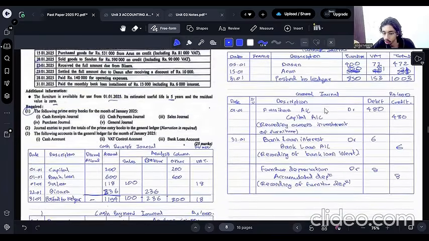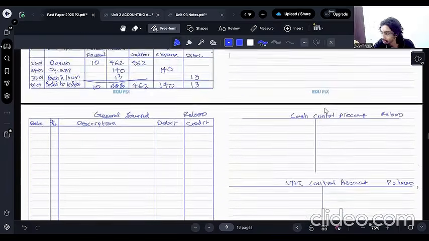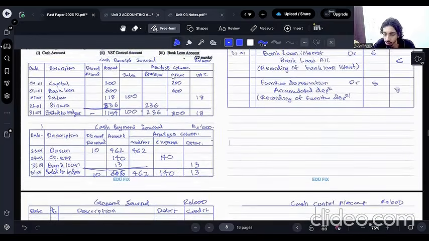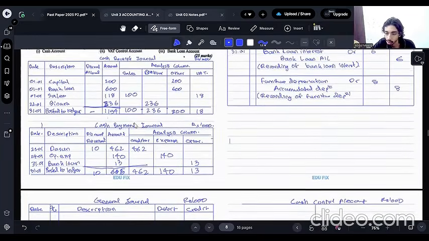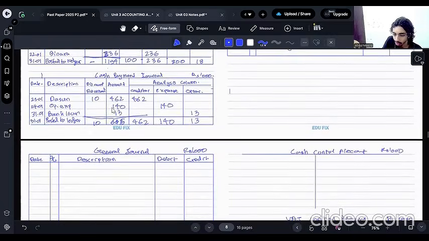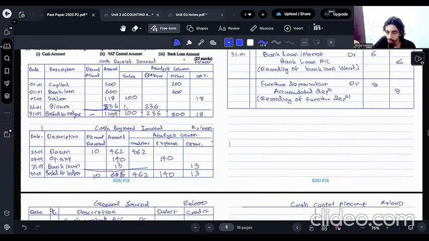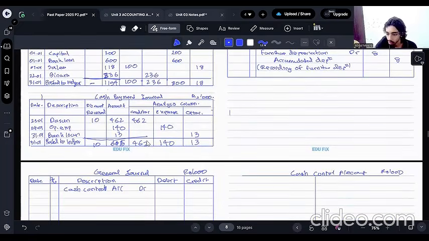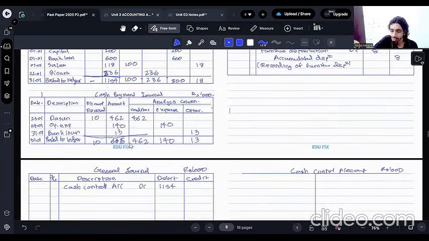Now you have to post the totals of the prime entry book to the general journal. So then cash receipt journal total. Sales. Now here everything you're getting cash. You're totally getting cash of 1,154. And you're gonna say here cash control account, debit. Okay, now your cash will increase totally by 1,154,000. Then sales account will be credited by 100.